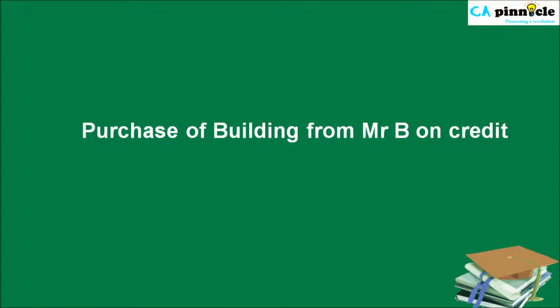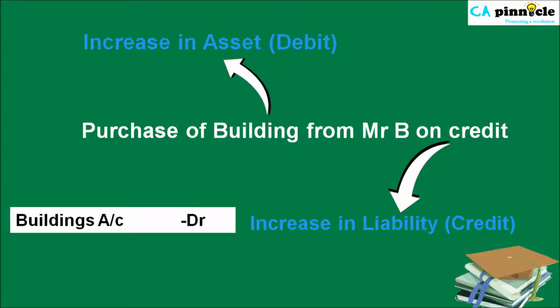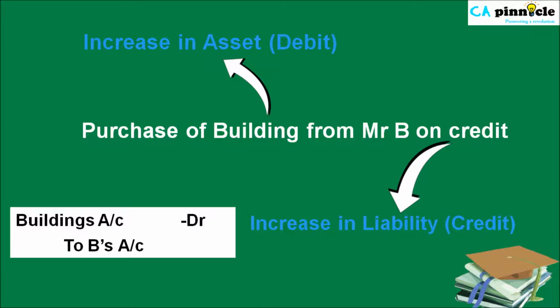Let's modify the example a little bit. Now we purchase the building from Mr. B not for cash but on credit. When we purchase a building, there is an increase in asset and hence building's account must be debited. On the other hand, we don't pay cash but we now have a liability to Mr. B and hence there's an increase in liability. Therefore, to complete the journal entry, we credit B's account.